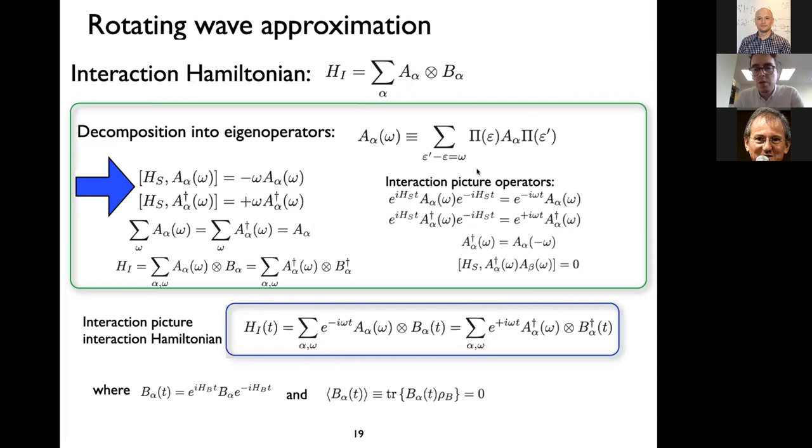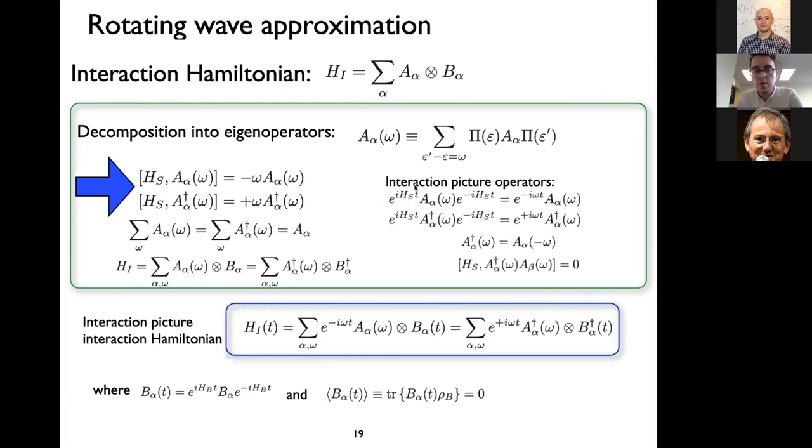Okay, so why we want to perform this eigendecomposition of these operators is because it allows us to very conveniently write the interaction picture transformation on this interaction Hamiltonian in an explicit, closed-form way. So to perform the interaction picture transformation on H_I, we basically act with e to the i (H_S plus H_B) t on the left, and its adjoint on the right, e to the minus i (H_S plus H_B) t. And because by definition our open system Hamiltonian and our environment Hamiltonian commute with each other, since they act on different Hilbert spaces, we can then break this up into a transformation just acting on each of these respective operators in this sum, so A alpha omega and B alpha.